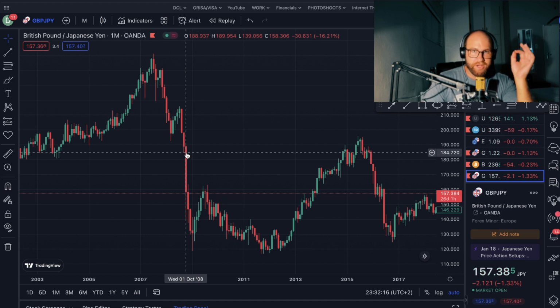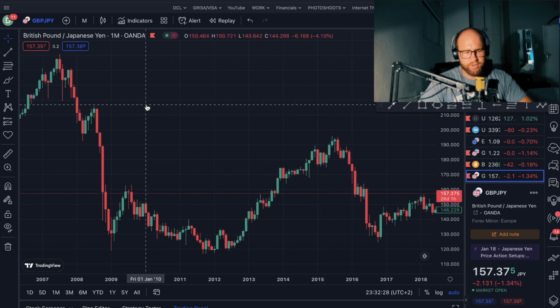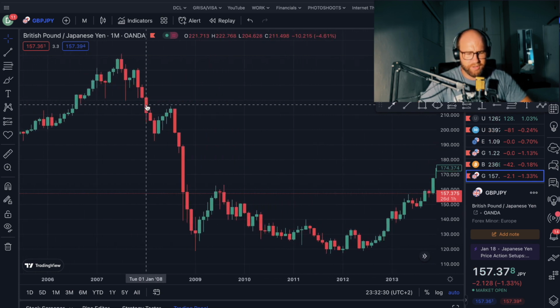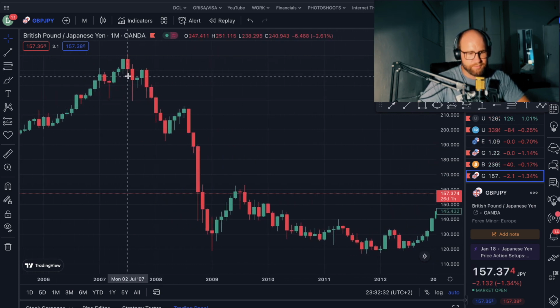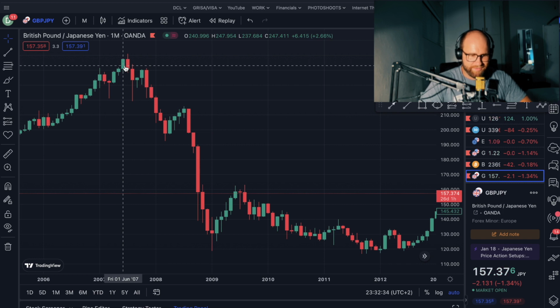Now, what I see a lot of you guys doing wrong is you either close your zone too low, too high, you don't draw it to the correct wick, or it's just completely off. And that doesn't really make sense to me. So what we're going to do here is look at what happens here. This is all the way back in 2007.